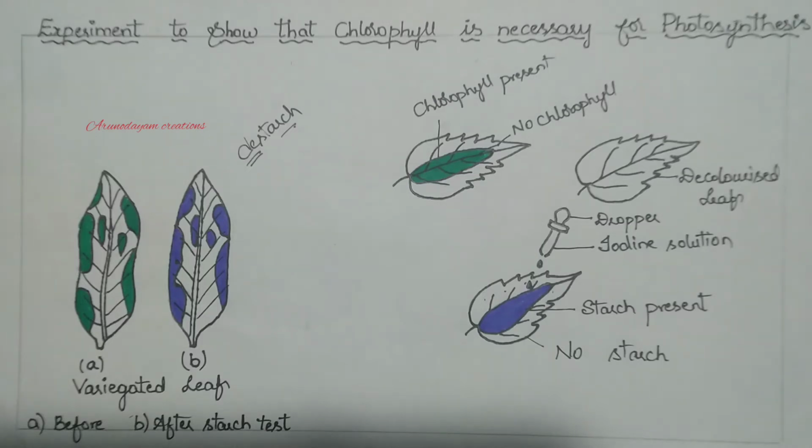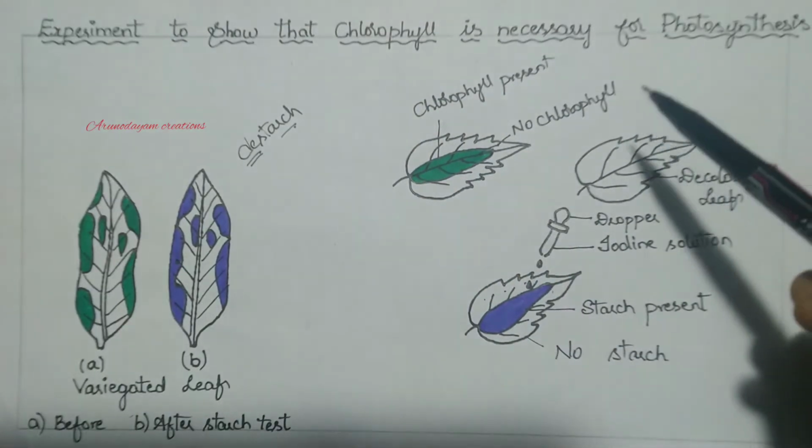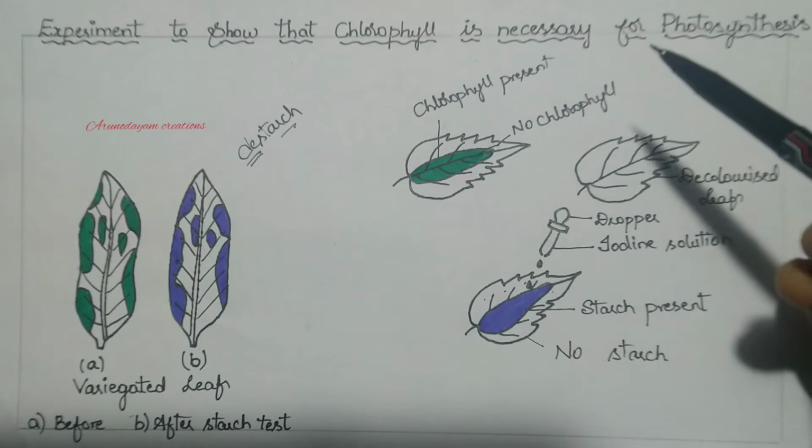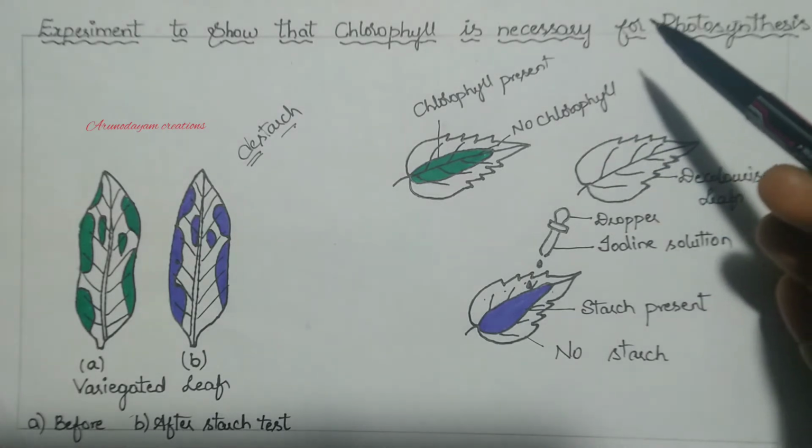Today we are going to learn about the experiment to show that chlorophyll is necessary for photosynthesis in our video. Experiment to show that chlorophyll is necessary for photosynthesis, from the life processes chapter.